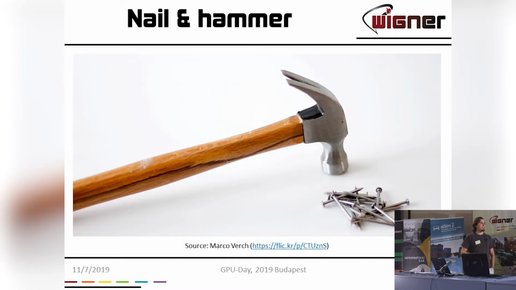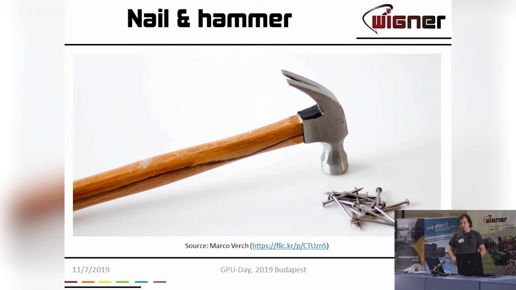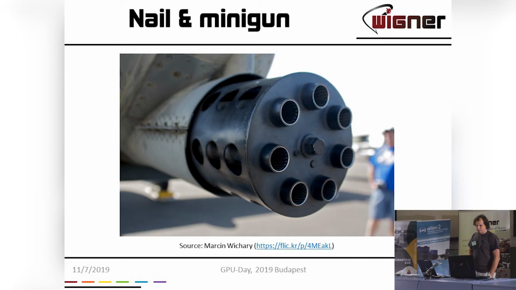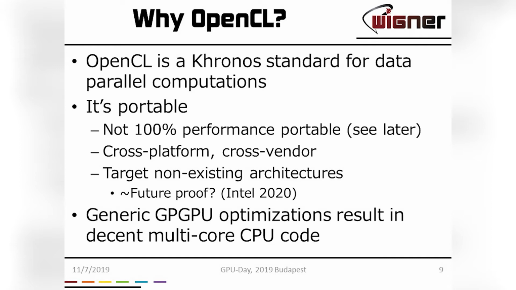Of course, the question arises because if a GPU programmer has a hammer, everything is a nail. So must we really do double precision? Of course, GPU programmers like to think that they have a minigun and not a hammer in their hand. But we wanted to choose OpenCL because it's portable, so we can target many architectures, even FPGAs if we wanted to, but also multi-core CPUs, any vendor GPU out there, and we can also target architectures that don't even exist yet.